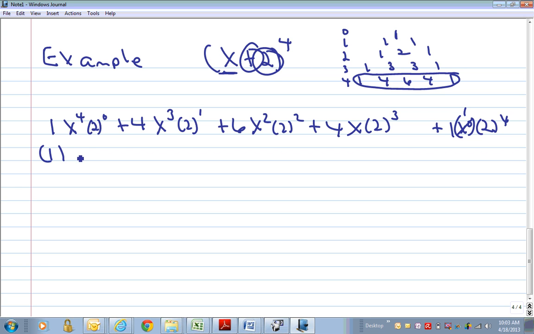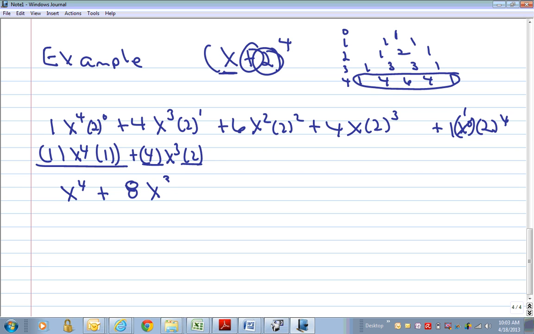All right, and now I'm going to simplify this. So I have 1 x to the fourth and times 1. So I'm going to go ahead and do that term. 1 times 1 is 1, so I just have x to the 4th. That's my first term. Plus, I have 4x cubed, and 2 to the 1st is 2. Now, 2 times 4 is 8, so I'm going to have 8x cubed. Next, I'm going to have 6x squared, and 2 times 2 would be 4. 4 times 6 is 24, so I have positive 24x squared.